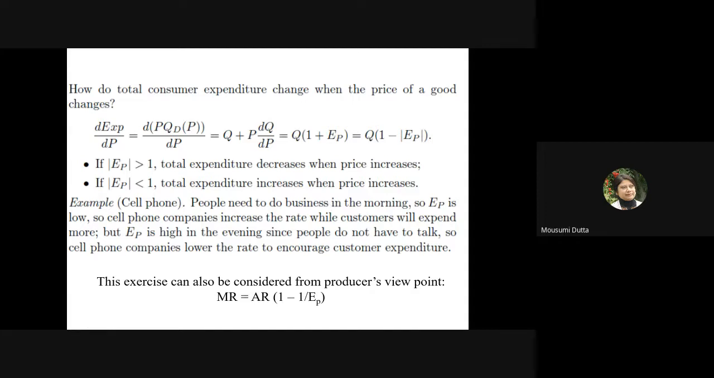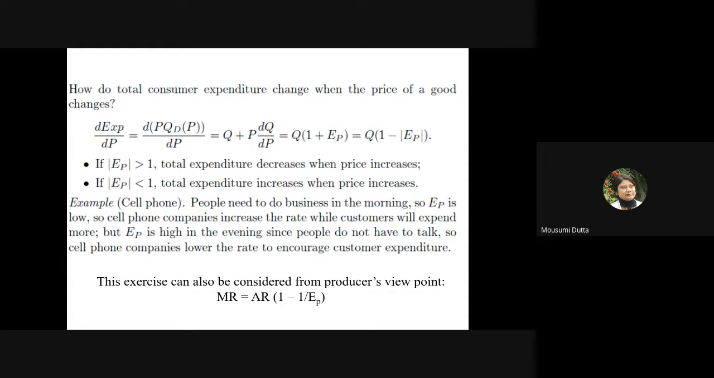From the idea of elasticity of demand, we are proceeding further. We are trying to rewrite the equation using other variants of microeconomics as well. So now the question is, how does total consumer expenditure change when the price of a good changes? The concerned commodity is X.